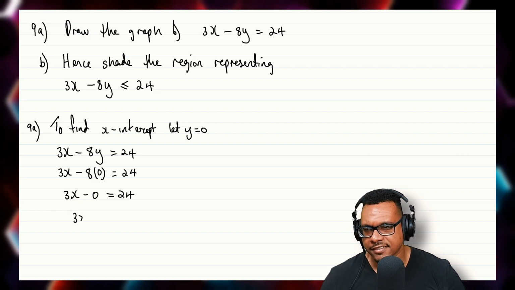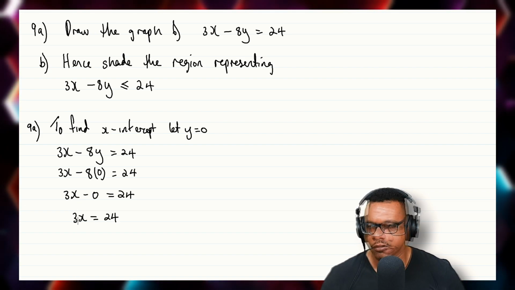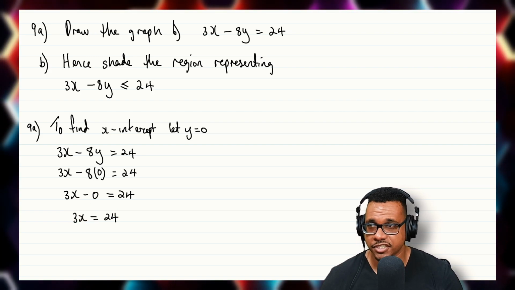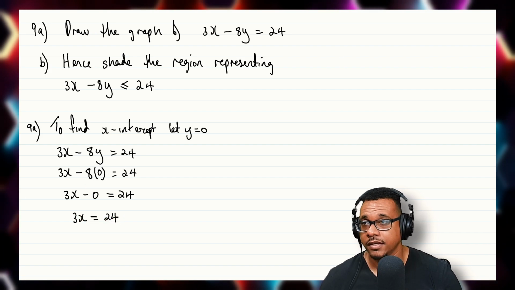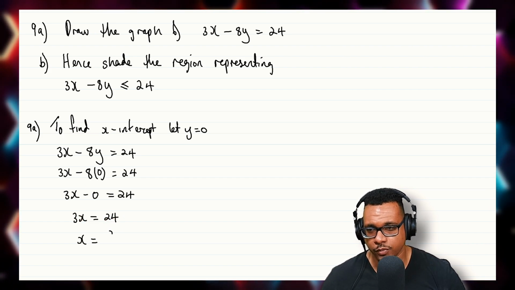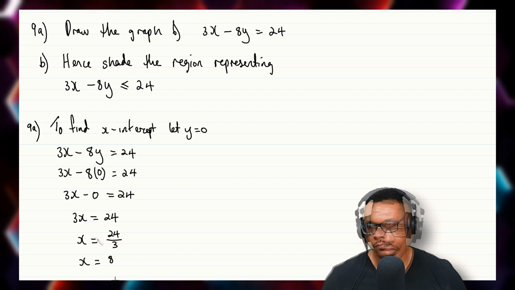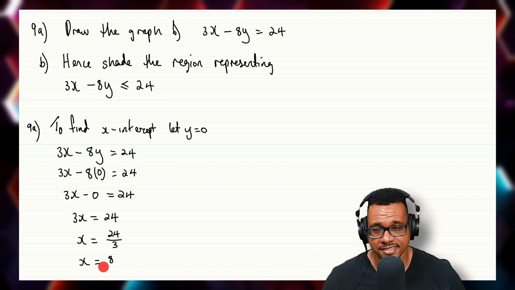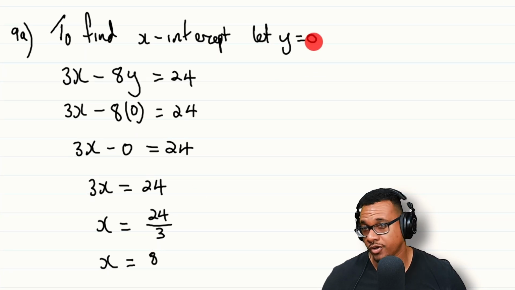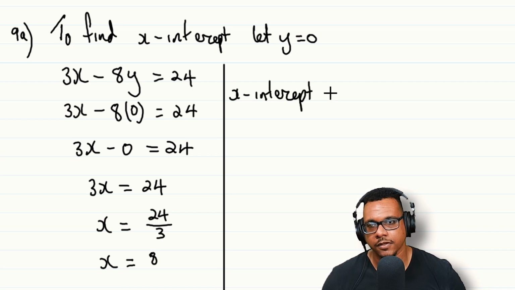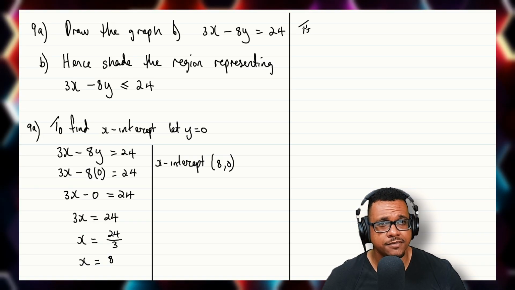So now we'll have 3x is equal to 24. Now we transfer the 3 across the equal sign. Since we have 3 multiplied by x, when we transfer it across, it turns to division. Or you can say divide both sides by 3. So we have x is equal to 24 divided by 3, which is equal to 8. So essentially the coordinates of the x-intercept would be 8 on the x-axis and 0 on the y-axis. So let's put x-intercept would be (8, 0).